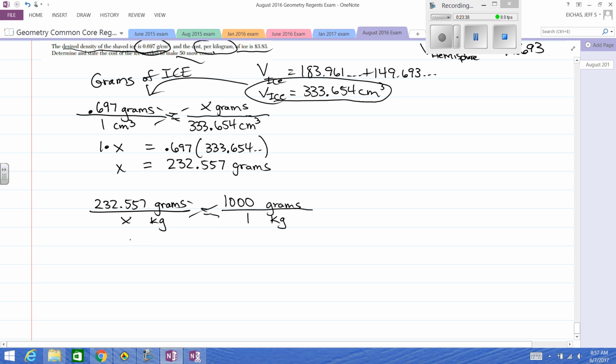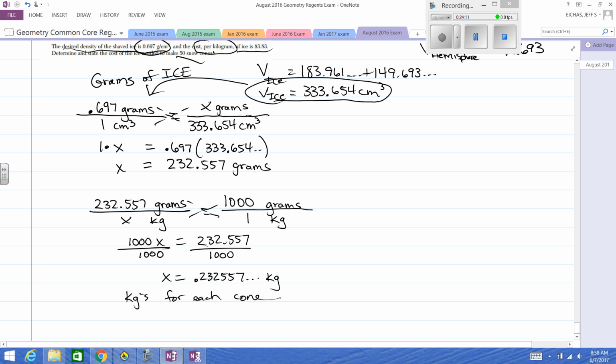So we're going to cross multiply. 1,000x equals 232.557 times 1. So we're going to divide by 1,000. This is basically where you just move the decimal place. In science, we would have told you to move it back 3 places. You can let the calculator do it if you prefer, just to be certain. That's how many kilograms for every single cone. So that's 0.232557 kilograms for each cone.